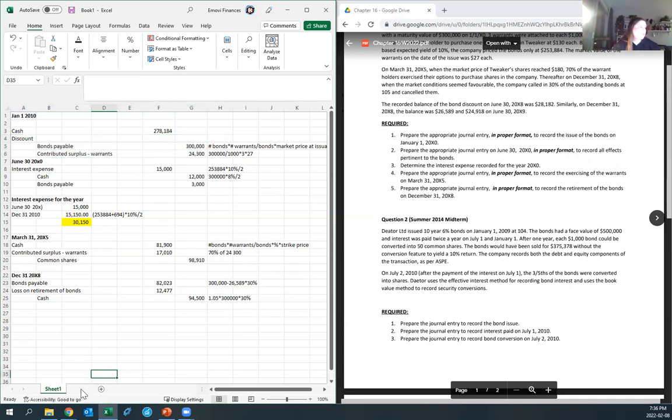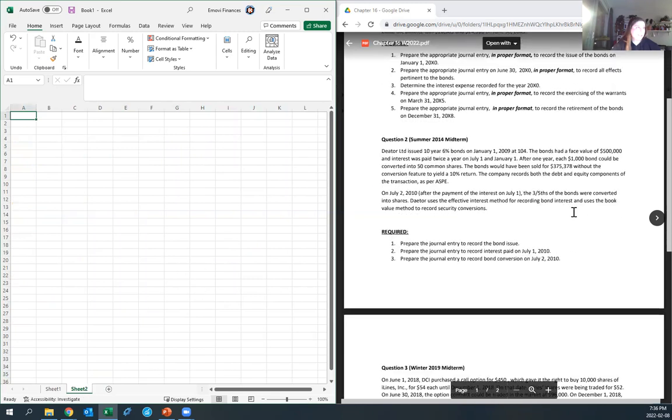For question 2, speaking of convertible bonds, Dieter Limited issued 10-year 6% bonds on January 1st, 2009 at 104. The bonds had a face value of $500,000 and interest was paid twice a year on July 1st and January 1st. After 1 year, each $1,000 bond could be converted into 50 common shares. The bonds would have been sold for $375,000 without the conversion feature to yield a 10% return. The company records both the debt and equity components of the transaction as per ASPE.